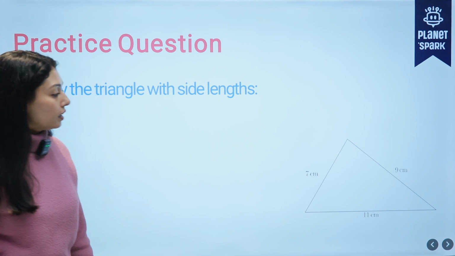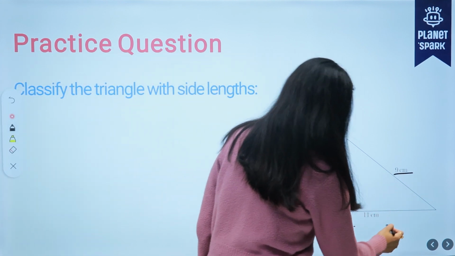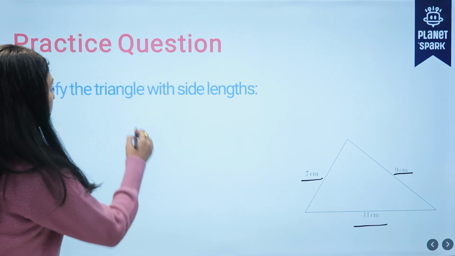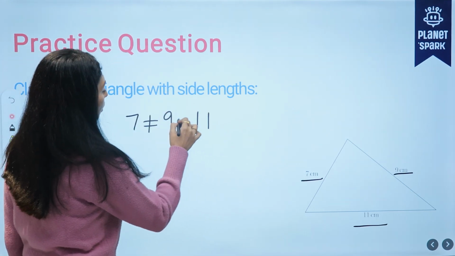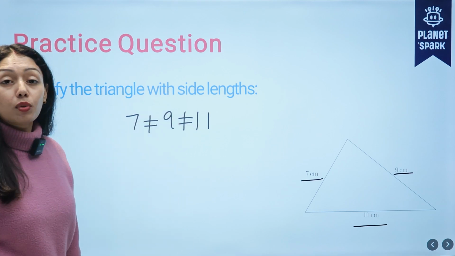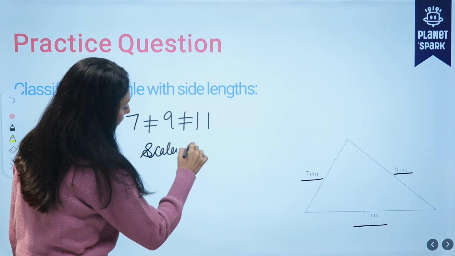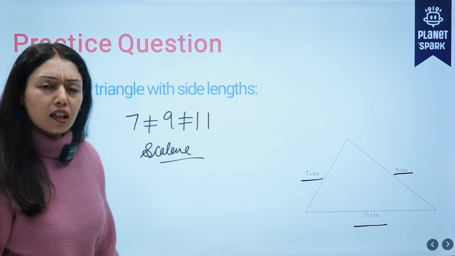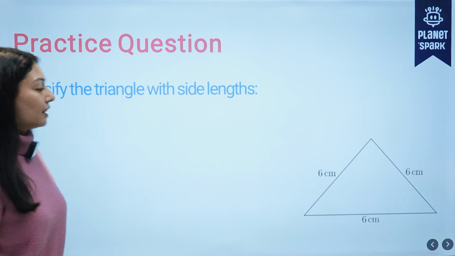Again, classify the triangle. We can see the side lengths there: 7 centimeter, 9 centimeter, 11 centimeter. कोई दो sides equal है हमारे पास? 7, 9 and 11. No. All the three sides are different. So what type of triangle is it? Yes everyone, scalene triangle. Absolutely correct. Angles के बारे में हम क्या बोल सकते हैं? All the three angles will also be different. Right? Let's see the next one.